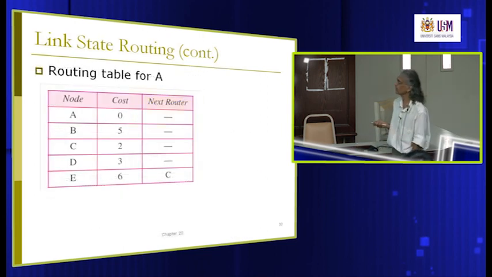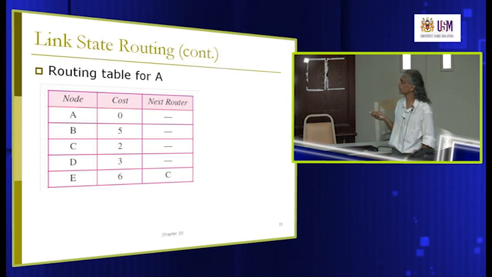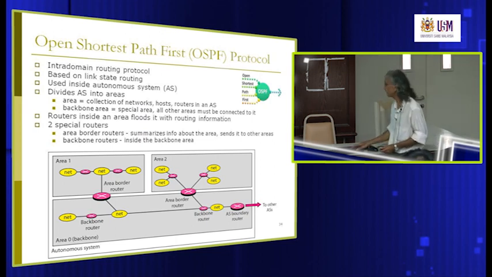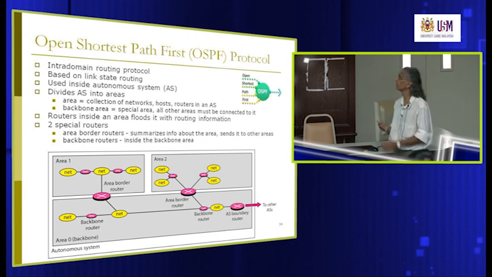So at the end, we will get a table like this, right? Again, the table looks very, very normal by now, right? So the node and the cost and the next router, same thing, right? So the protocol which implements link state routing is basically OSPF, right? So OSPF is a protocol running on a router. OSPF is also intra-domain, works within an AS, based on link state routing.